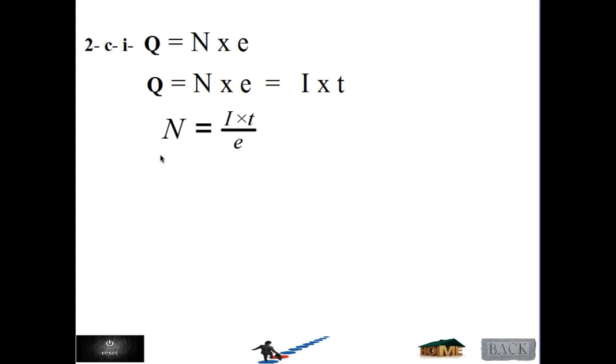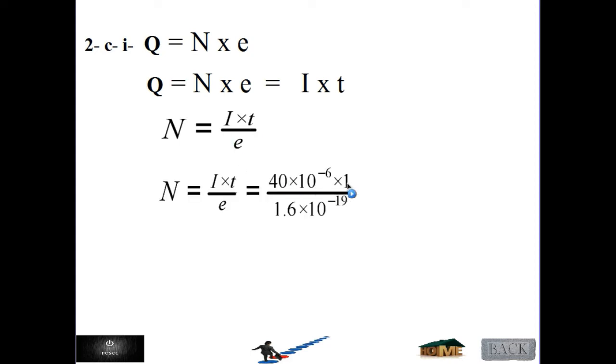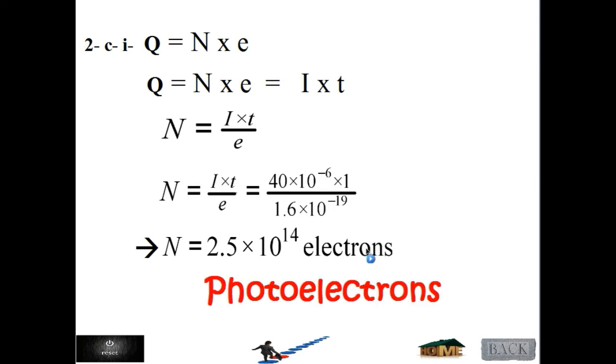So the charge equals N times e, and also Q equals I t. So now N equals I times t over e. The current is 40 micro times the time 1 second over 1.6 times 10 to the power minus 19, the elementary charge. And the answer is 2.5 times 10 to the power 14 electrons. Of course, we call these electrons photoelectrons.